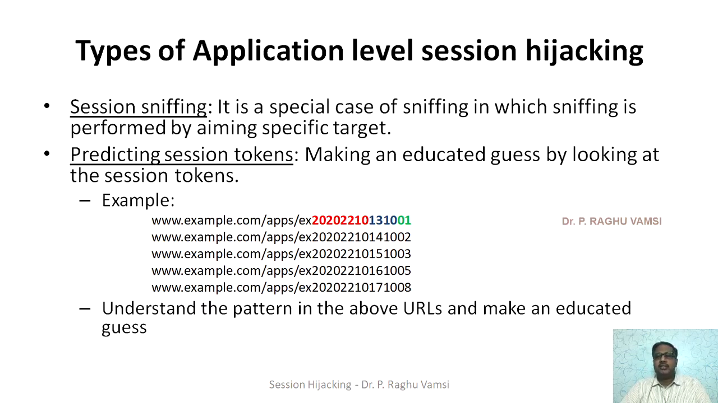It is a special case of sniffing in which sniffing is performed by aiming at a specific target. That means the attacker will choose a target and will perform the footprinting and enumeration process. Footprinting means he will come to know the overall idea of the target. Then he may perform scanning and get to know the IP address, the open ports, and the closed ports, and at the same time he may also perform vulnerability scanning and come to know any vulnerabilities present in the applications running on several ports.